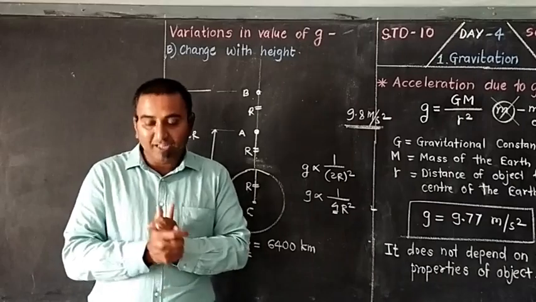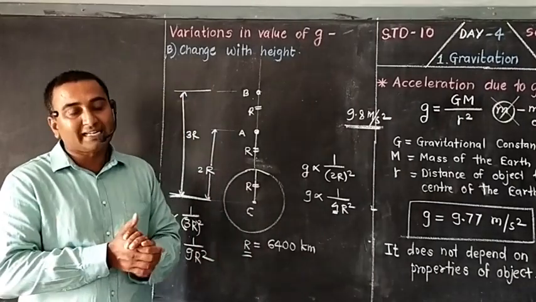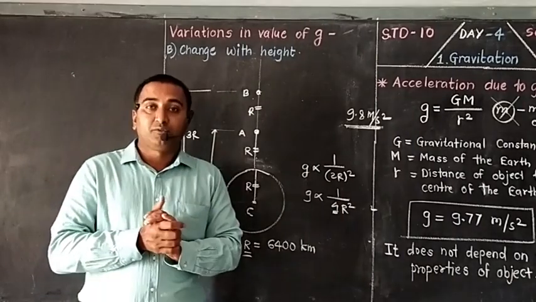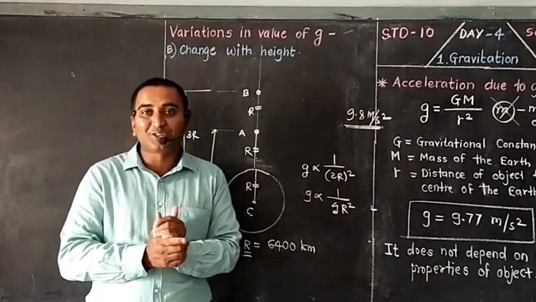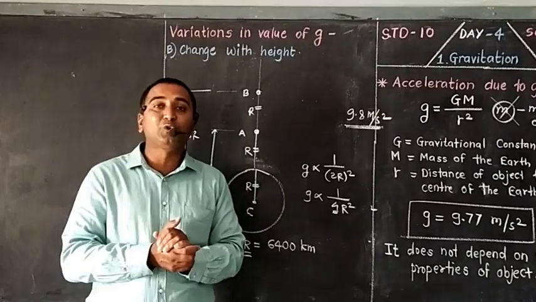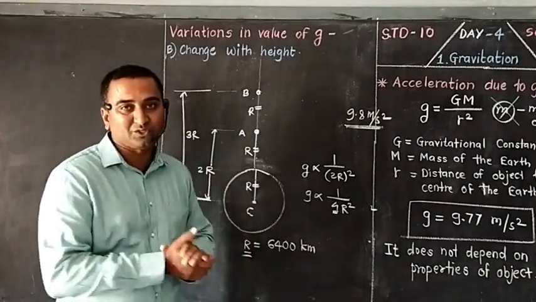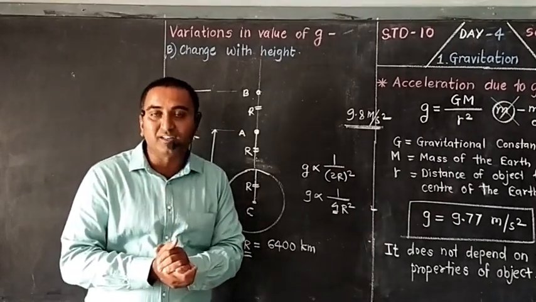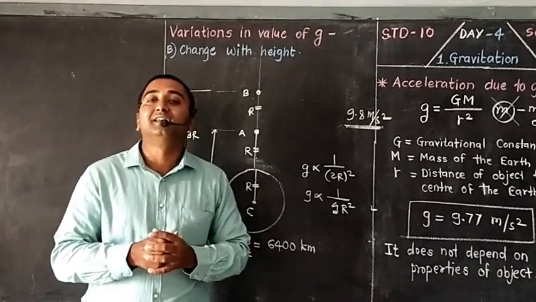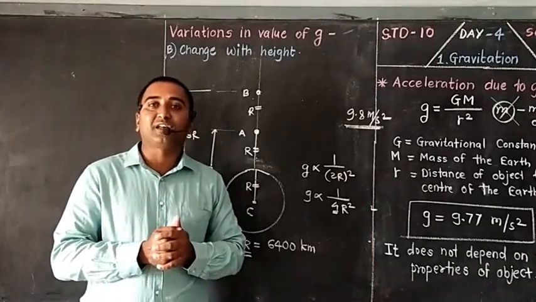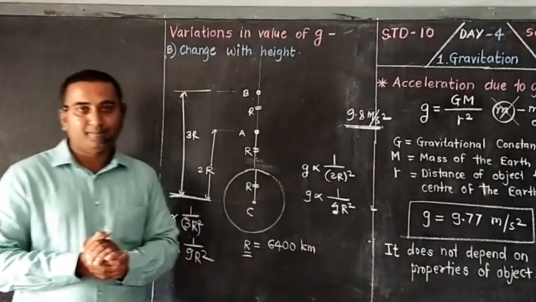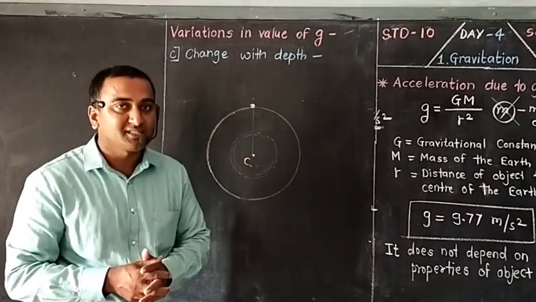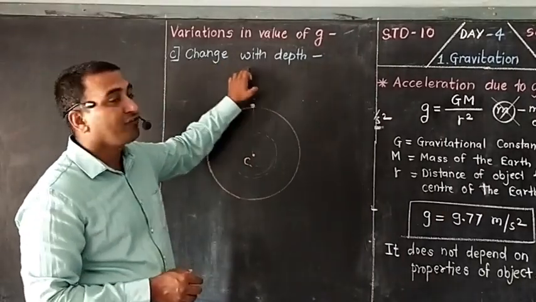And lastly, we have the height of a communication satellite, which is 35,700 km from the surface of Earth, and its acceleration due to gravity is 0.225. So what is our conclusion? As the height of an object from the surface of Earth, that is from the center of Earth, increases, acceleration due to gravity decreases. After this, the third point is how the value of g changes with depth.